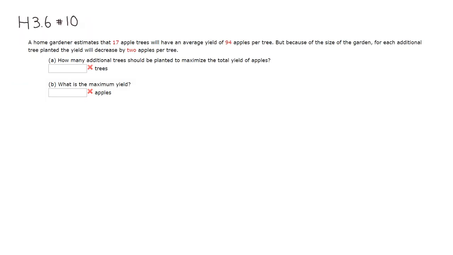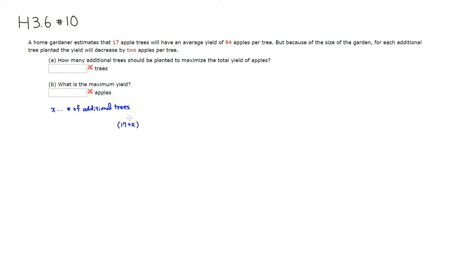So let's do that. Let x be the number of additional trees. Then the total number of trees would be 17 plus x.